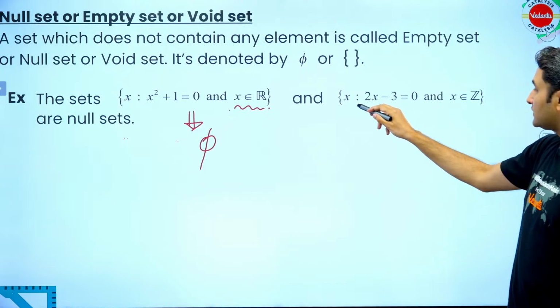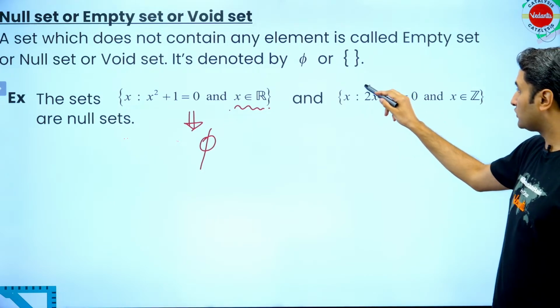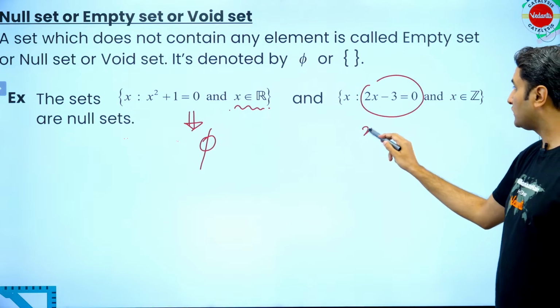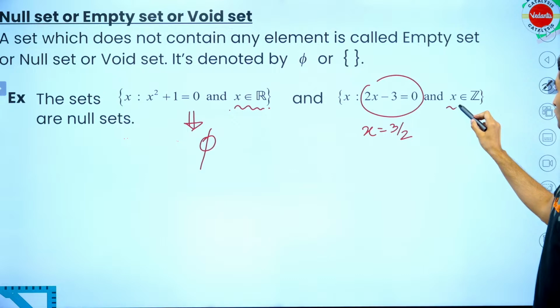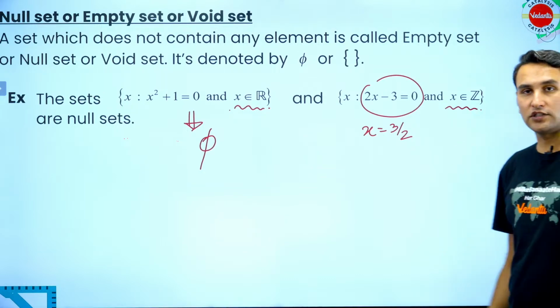Now, set of all x such that 2x minus 3 equal to 0. 2x minus 3 equal to 0 will give you x is equal to 3 by 2. But x is given to be an integer.